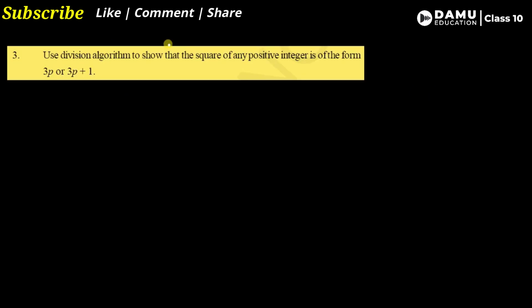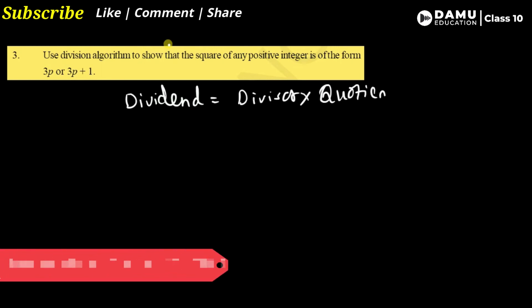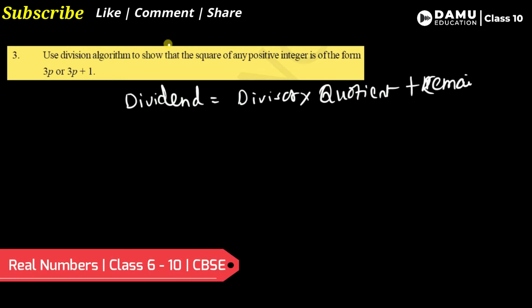So here they are asking us to use the division algorithm to show that the square of any positive integer is of the form 3p, 3p plus 1, or 3p plus 2. So let's take first: what is the division algorithm? The dividend will be equal to divisor into quotient plus remainder. So this is the case.